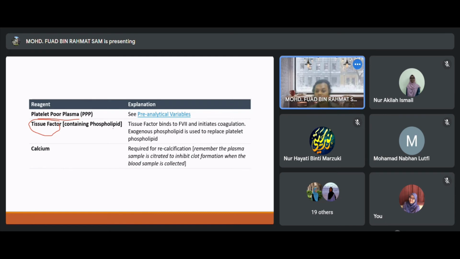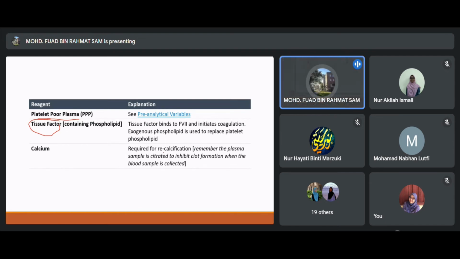And then the calcium required for recalcification, because remember the plasma sample is citrated to inhibit clot formation when the blood sample is collected. Remember bila kita mula-mula start collect the blood, kita letakkan dalam satu tube. The tube ada citrate. This citrate berfungsi untuk inhibit the formation of clot. Kalau dalam tube tak ada citrate, apa yang berlaku? Kita masuk dalam tube, dia terus clot, sia-sia lah, tak boleh nak measure the prothrombin time. Okay.